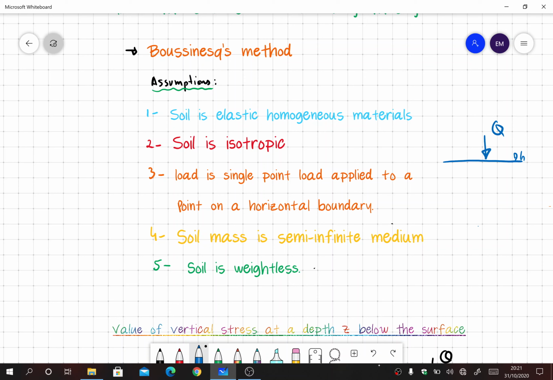We do not consider any inclined loading, or any loading on an inclined surface. They are not considered. Only the vertical load applied on a horizontal boundary is considered. And it says soil is weightless. That means we consider the overburden stresses as 0. So based on Boussinesq theory, stress will only transfer from top to bottom for the external loading only. We are saying that soil is weightless, so we do not calculate any overburden stresses when we are dealing with the Boussinesq method or any other method based on the elastic theory.